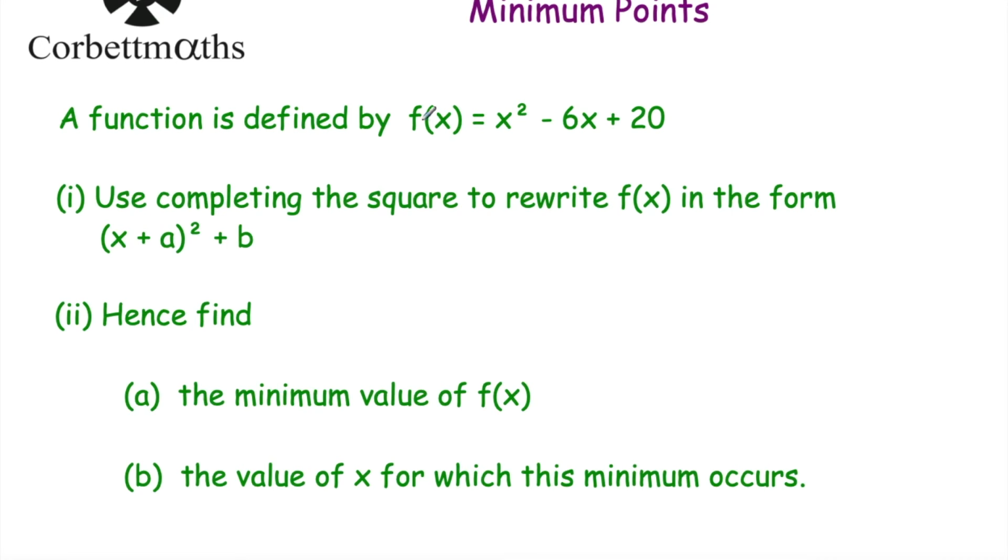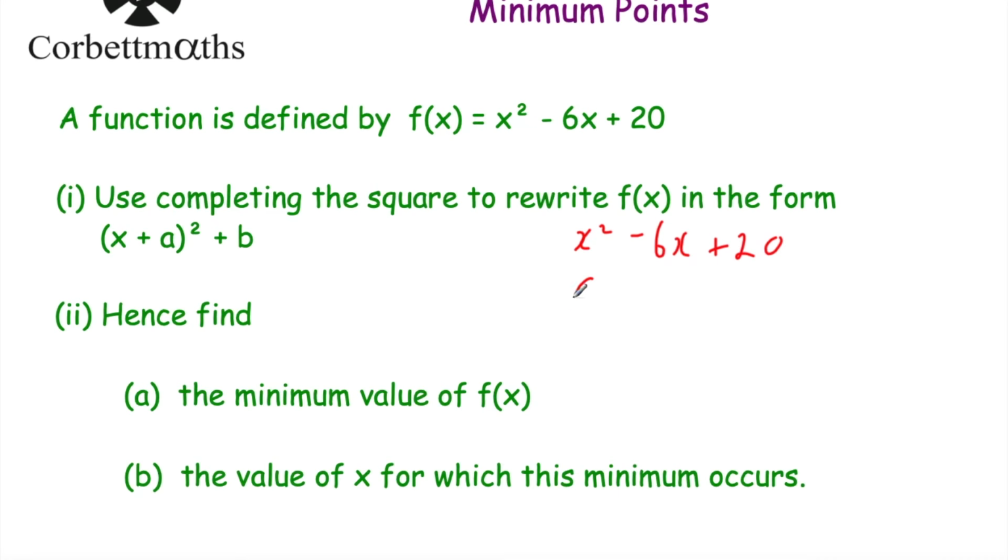So we've got this function of x, and part I says use completing the square to rewrite f of x in the form of (x plus a) squared plus b. So we want to do completing the square on this. We've got our x squared minus 6x plus 20, and we want to do completing the square on this. So let's do that for part I.